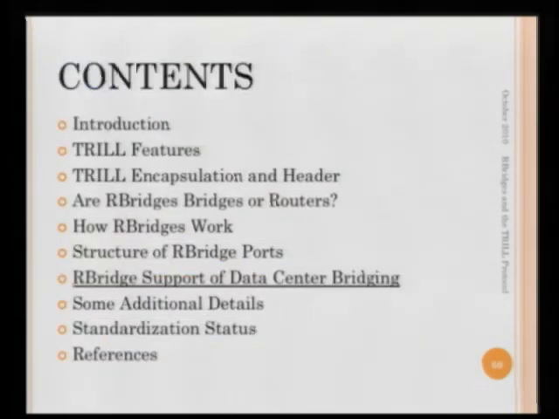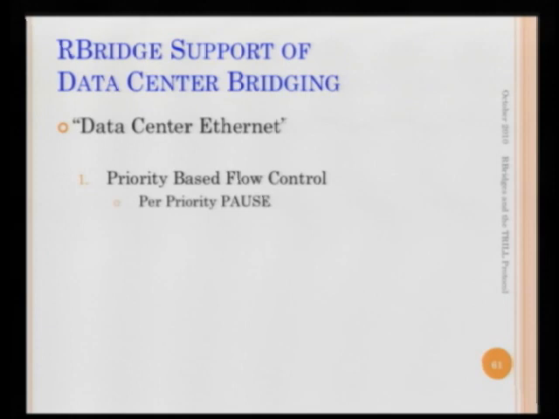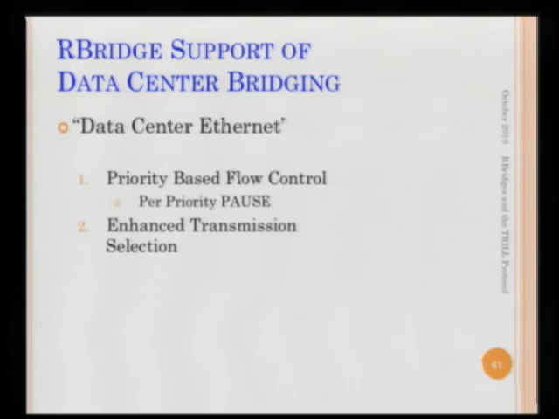A brief section on support of data center bridging. So you may know that Cisco coined this term data center Ethernet, and that initially meant four things: priority-based flow control, which is sometimes called per priority pause, I'll have more on these, enhanced transmission selection, congestion notification, and TRILL.